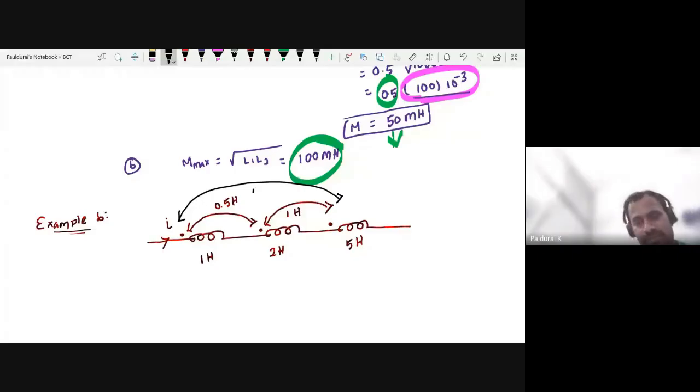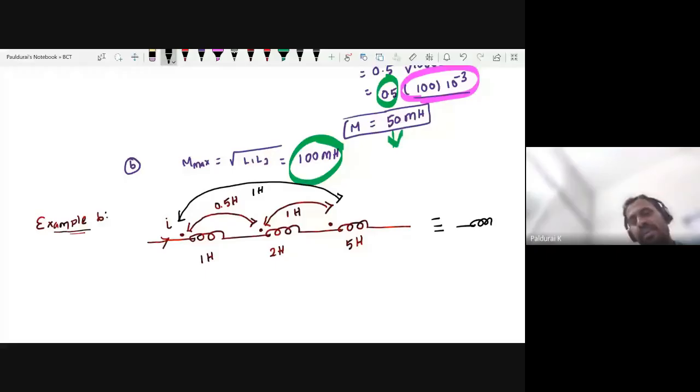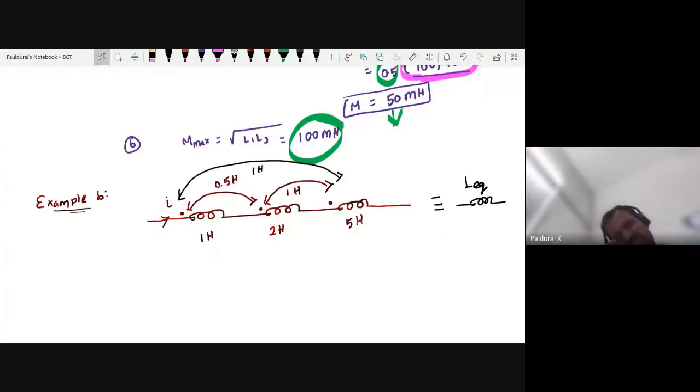What is L equivalent? Anyone? It's very simple. It won't take more than a minute because all are entering, right? See, all are entering. So definitely all mutual terms are positive. So now 1 plus 2 plus 5, 8, plus 10.5. Correct?